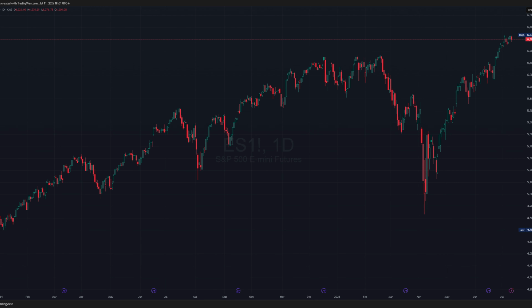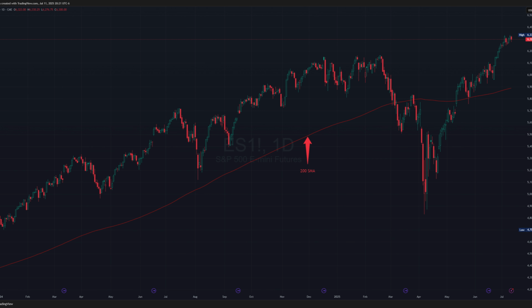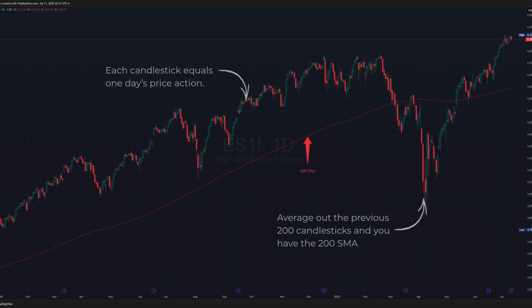Let's break down one of the most popular tools in technical analysis, the simple moving average. A simple moving average, or SMA, helps smooth out price action and makes it easier to see the overall trend. It works by taking the closing prices over a set period, adding them up, and dividing them by the number of days. For example, a 200-day SMA adds up the last 200 closing prices and divides by 200 to create one smooth line on the chart.